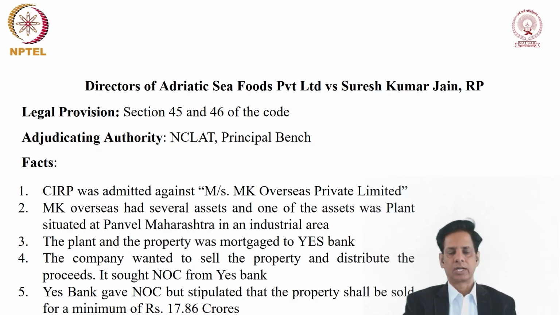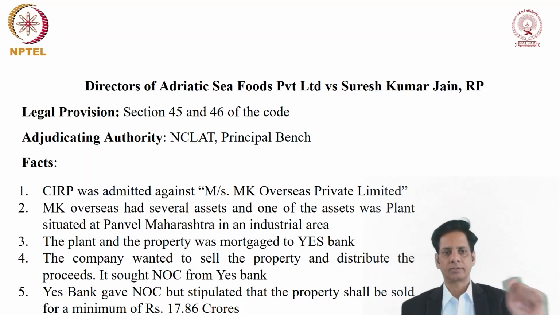The principal bench dealt with this case, and the facts of the case are very simple as following. CIRP was admitted against Messrs. MK Overseas Private Limited. Now please mark, MK Overseas Private Limited is a corporate debtor which had done certain actions, and hence Suresh Kumar, the RP, will approach NCLT to set aside certain transactions under the head avoidance transactions, correct? So as far as who is the CD? CD is MK Overseas, not Adriatic Seafoods.